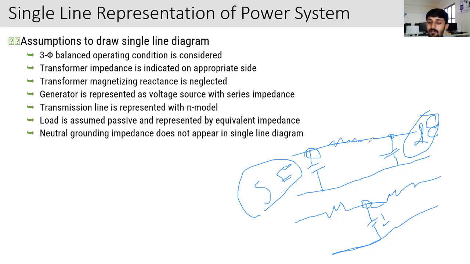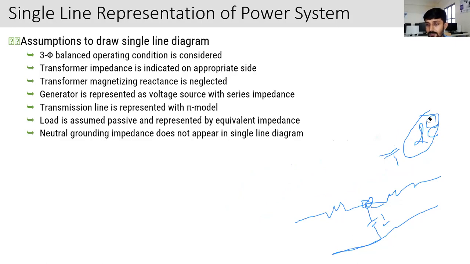The current is the same in a series connection, but for the voltage, the work is easy for finding the two end voltages in the pi model, whereas in the T model we have to make extra effort to find the midpoint voltage. So whenever we talk about a single line representation of any transmission line, we only represent it with the pi model.